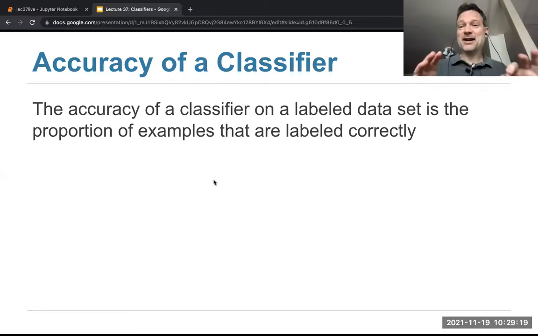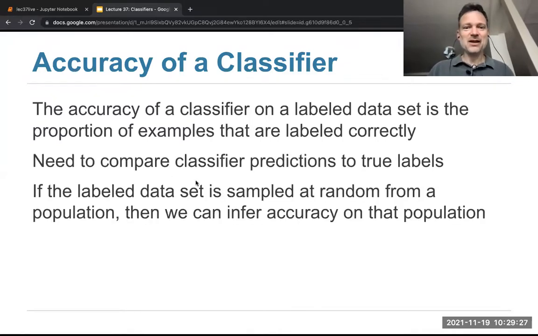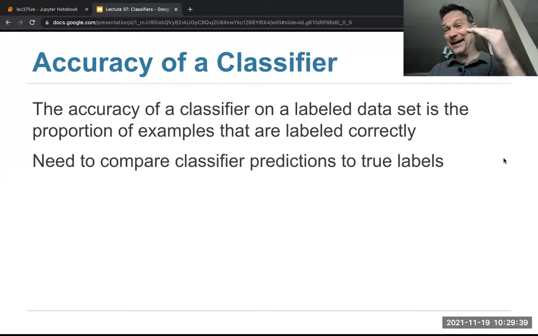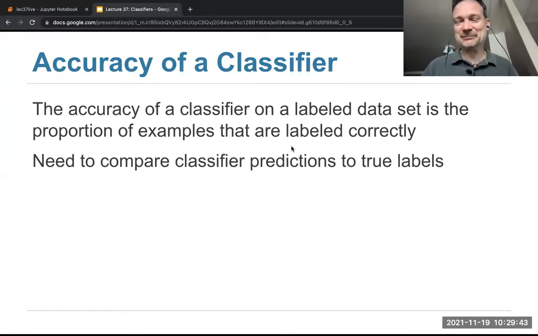Okay, so we better have a way to measure the accuracy of a classifier. So how are we going to do that? We're going to need to compare the classifier's predictions to the correct answer, right? So this is like writing an exam. If I'm going to give you an exam question, I better give you one that I know what the right answer is. So I'd compare whether you got the right answer.